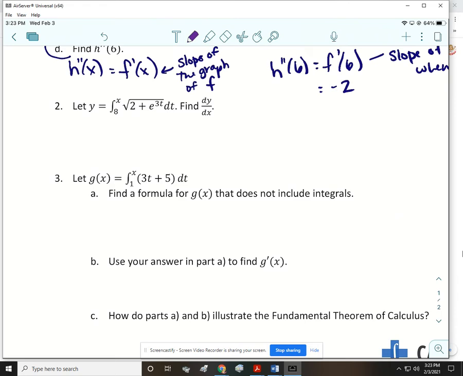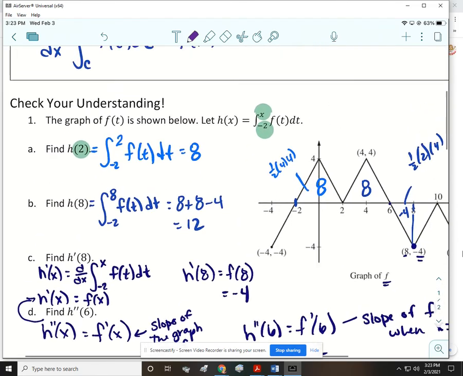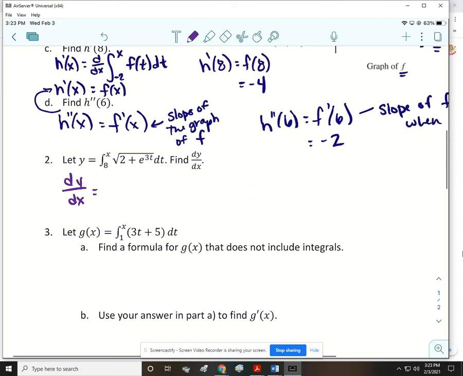All right, then on this one, we are going to let y equal that accumulation function for the integral from a to x of square root of 2 plus e to the 3t dt. So we're going to find the derivative of this. And all that's going to involve is using the fundamental theorem of calculus part 1, where we just take that x and put it in for the t, and that's it.